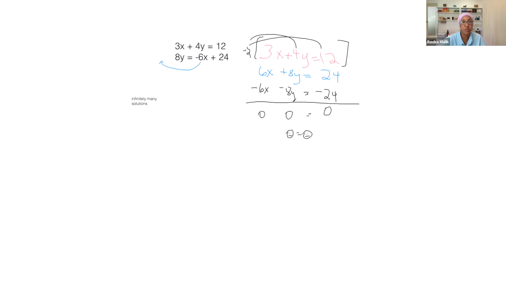Too many of the points work. If 0 equals 0, that's great. That means 1 equals 1 is gonna work, whatever point that is. 2 equals 2, negative 17 equals negative 17. Every single point is gonna work. So every single point is on this line and on this line.